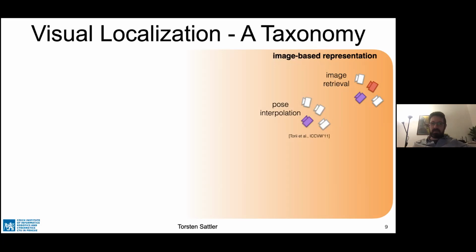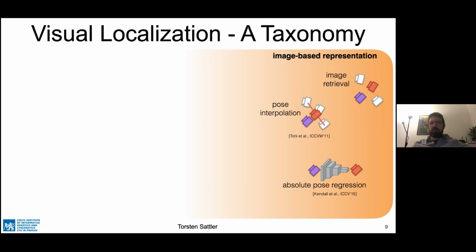Slightly better is, rather than taking the nearest neighbor that you get from the retrieval step, you find multiple nearest neighbors and then do some interpolation between their positions and orientations based on visual similarity to the query image. Those techniques have the advantage that they are easy to deploy. You just need to compute some sort of image descriptor per image, and then do nearest neighbor search in this descriptor space. But of course, they're both approximate.